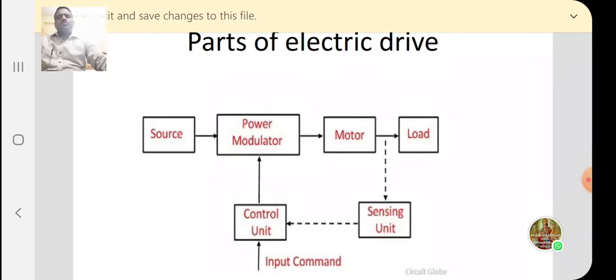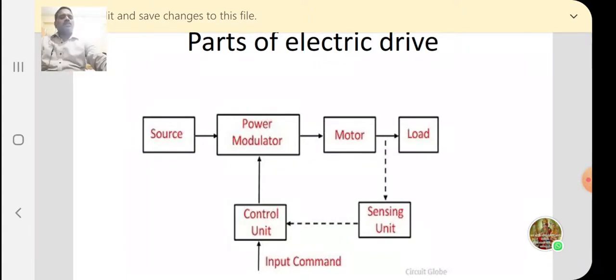Chopper has three types: a step up chopper, a step down chopper, or both step up and step down chopper. Second one, AC to DC converter. AC to DC converter means we have to rectify the signals or voltage. So we use the diode rectifier, first one.